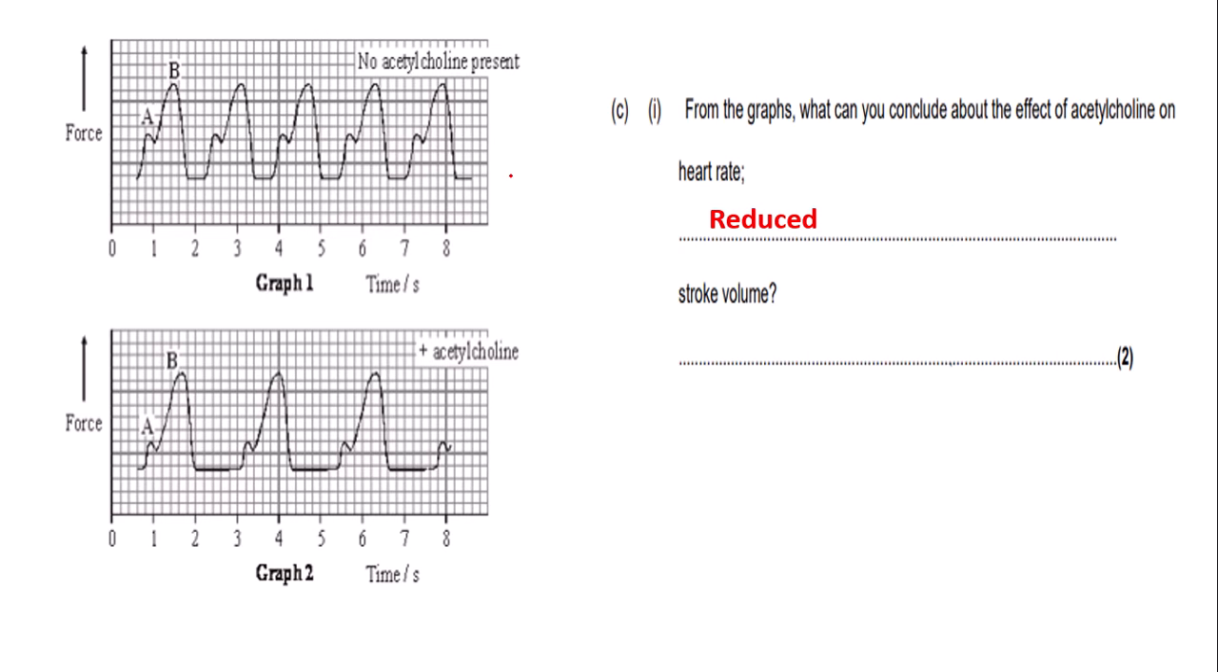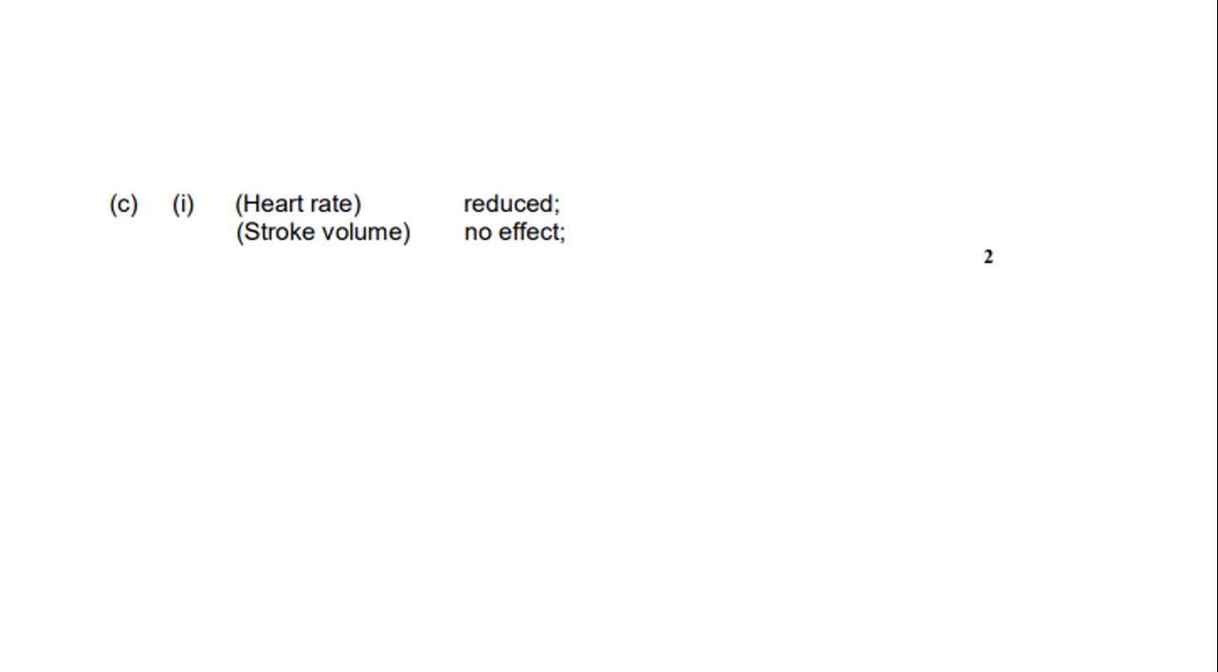The second part of the question asks you about stroke volume. Obviously, when acetylcholine is present, the heart rate decreases. However, the stroke volume is not affected, as the same volume of blood is delivered, but the rate is different. So the stroke volume here is not affected, as the volume of blood is the same. So let's look at the mark scheme. For the heart rate, it is reduced, and for stroke volume, it is not affected. So we would get both marks at this question.